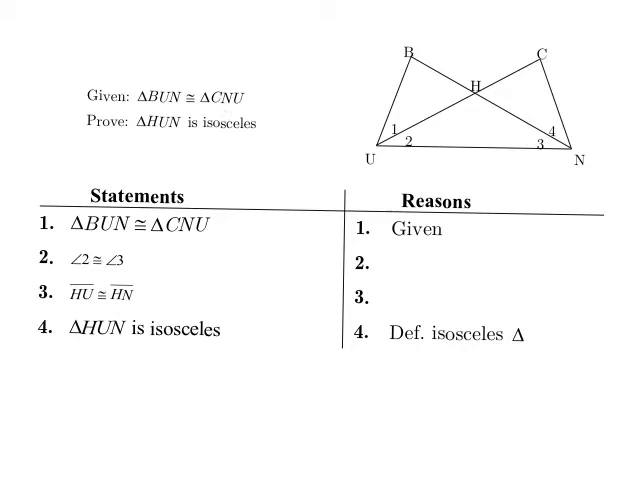So when you do this, you have your 2 overlapping triangles, and the next step is to say that angle 2 is congruent to angle 3. Angle 2, if you look at this, because we have the overlapping triangles, angle 2 is part of triangle CNU, and angle 3 is part of triangle BUN. So those 2 are congruent because corresponding parts of congruent triangles are congruent. Okay, so after that, we can also say that HU is congruent to HN.